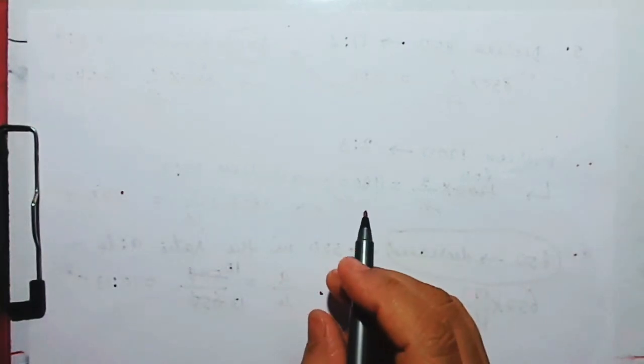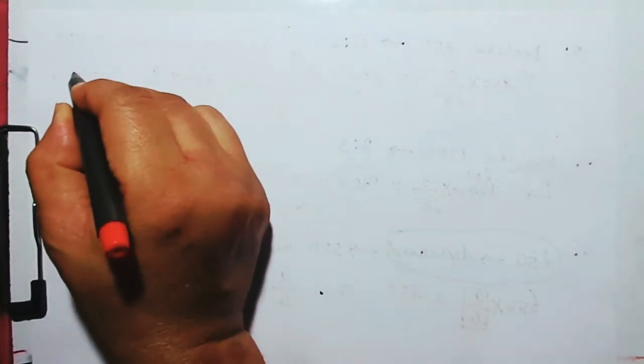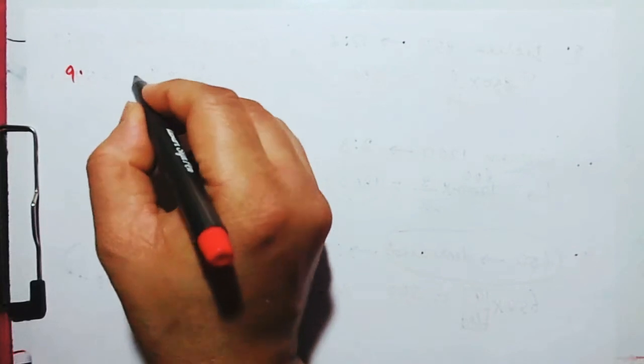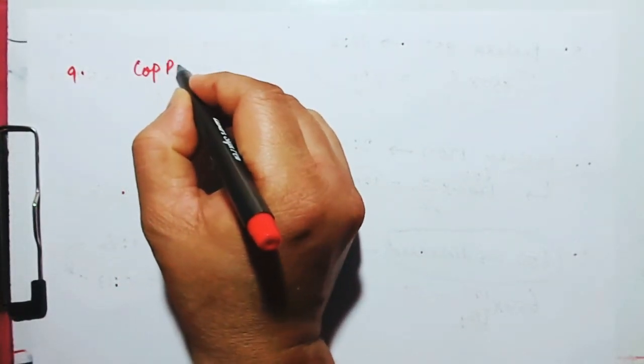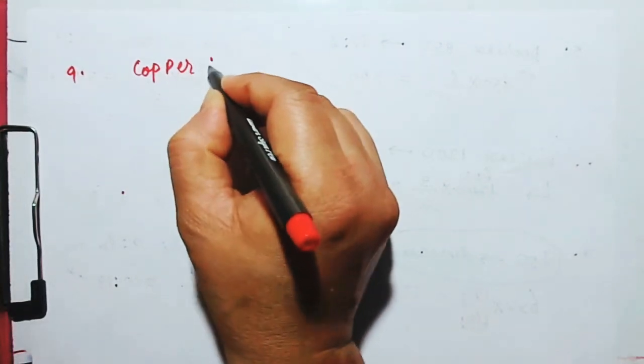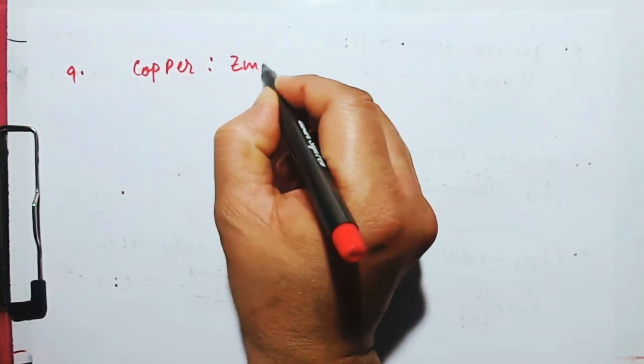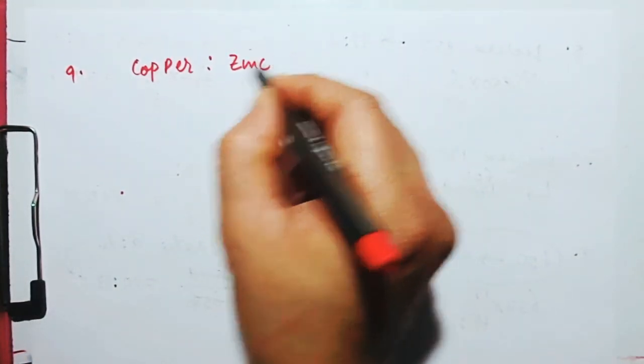The ratio of copper and zinc is 9:8. So I hope you can do it. In 5 minutes we can solve so many of them. So the ratio of copper to zinc, they have given you 9:8.